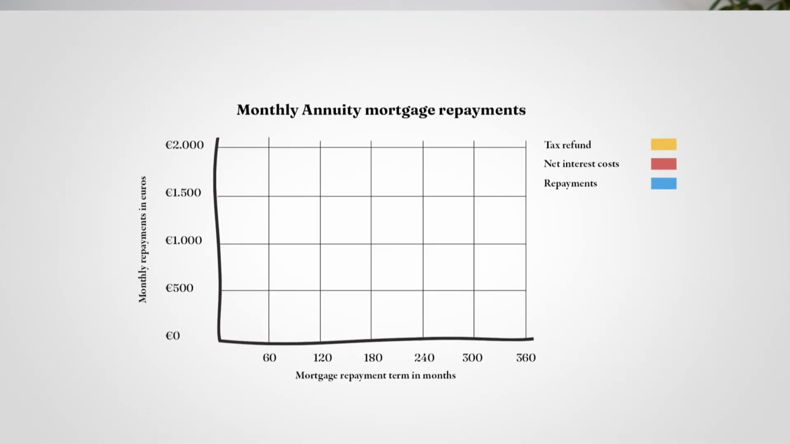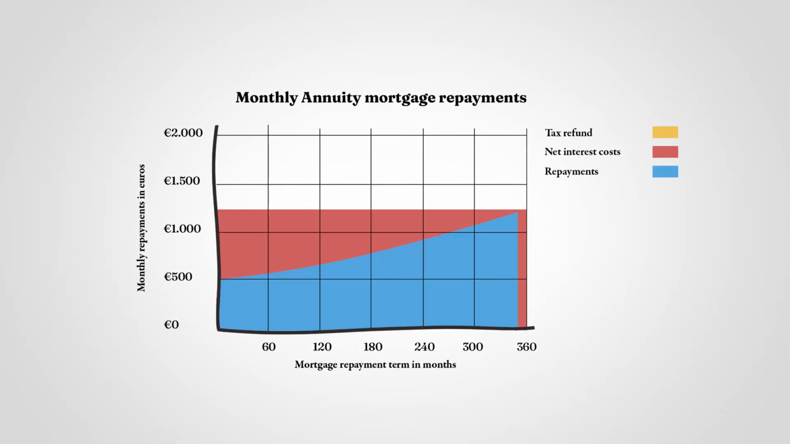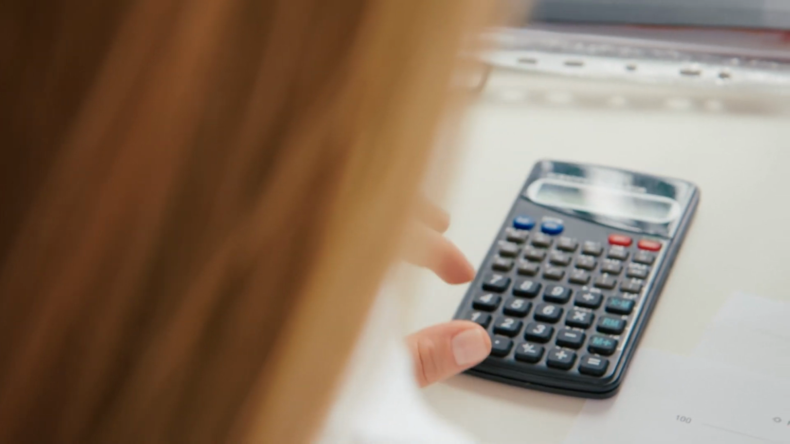The second option is the most common one in practice, and that is the annuity mortgage. With an annuity mortgage, the interest that you pay plus the repayment get mixed together, and out of that mix, an annuity is calculated. In other words, your monthly installment. That annuity is calculated in such a way that it remains the same over the course of 30 years.